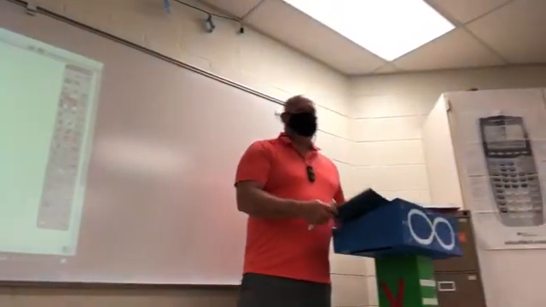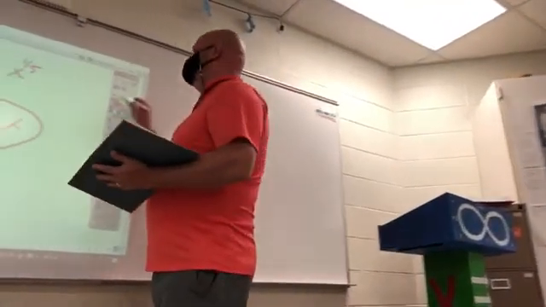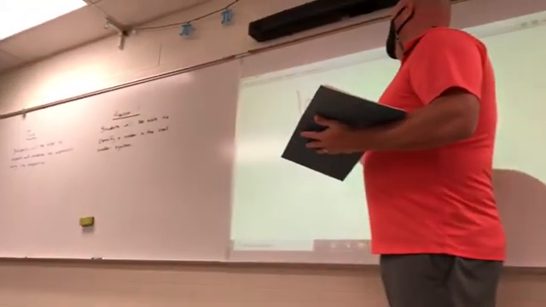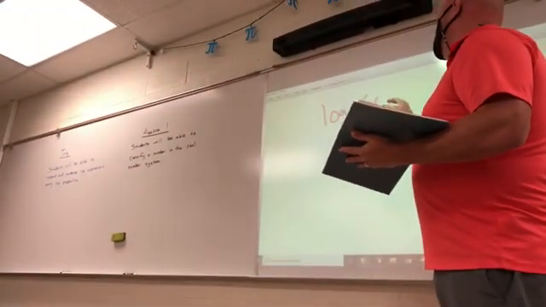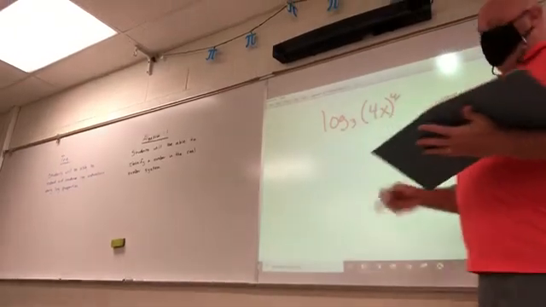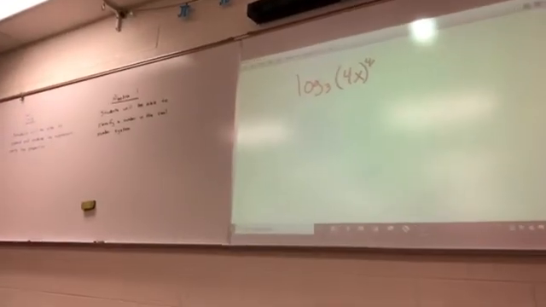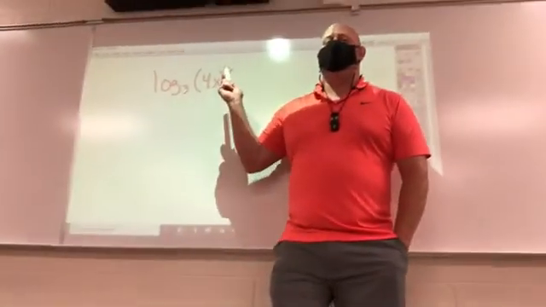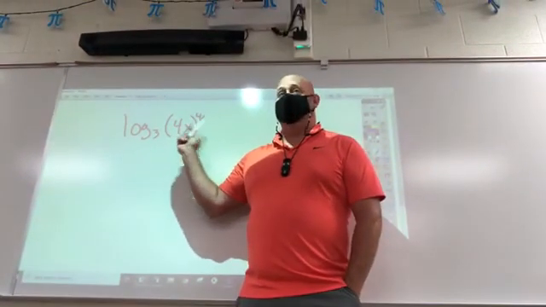Now, a problem like number 16 trips up a lot of people. It says log base 3 of 4x to the 4th power. The key to this is to remember what here is actually raised to the 4th power. Both of them, isn't it?